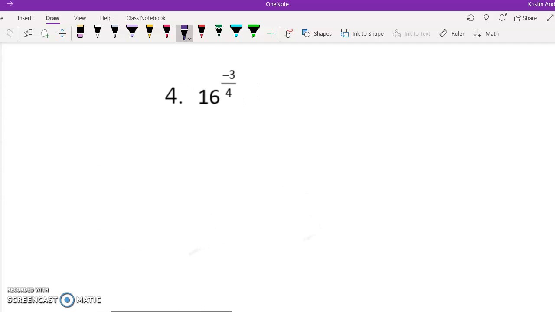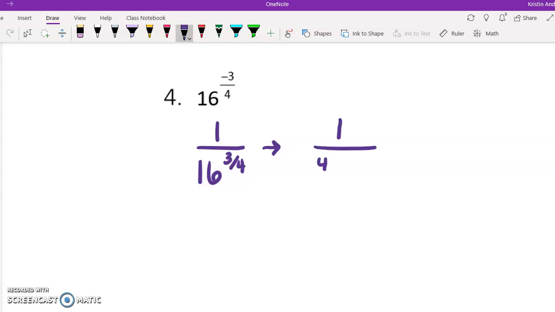Okay, and this next one, 16 to the negative 3/4. Again, I notice it's negative, so I'm going to bring that to the denominator and make it 1 over 16 to the positive 3/4. And now this is exactly like the last problem we just did. It's just in the denominator instead of the numerator. So the number in the denominator becomes the index on the radical. The number in the numerator becomes the power. So the 4th root of 16, we know that's 2 because we just did that. And then 2 cubed is 8. So this one's 1 over 8.